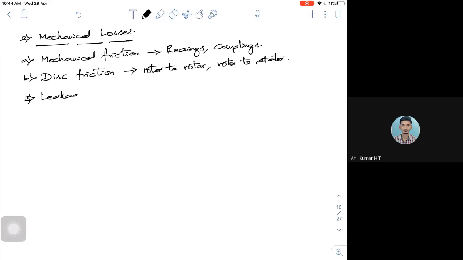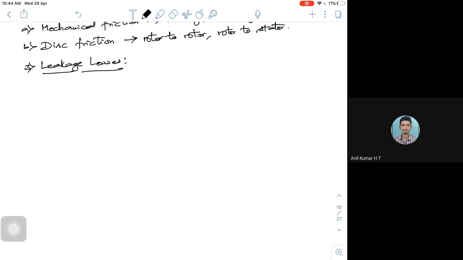The leakage losses. So what will happen in the leakage losses? The water or the fluid will slip or escape. It can be at the delivery pipe. Escape at the delivery pipe.